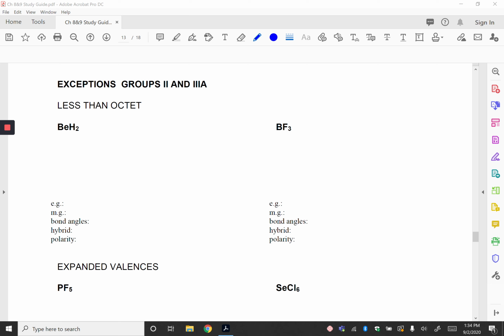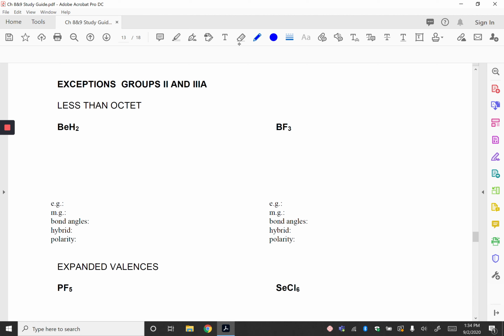Hi guys, let's practice drawing some molecules that do not obey the octet rule. So we're going to start first by the ones that have less than an octet, less than 8 around the central atom. And you will know these just because there won't be any other electrons to bond more.